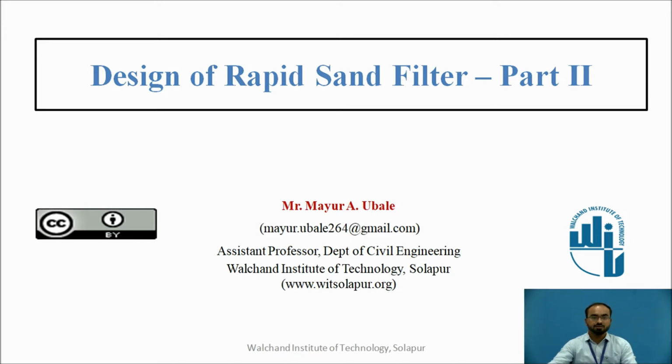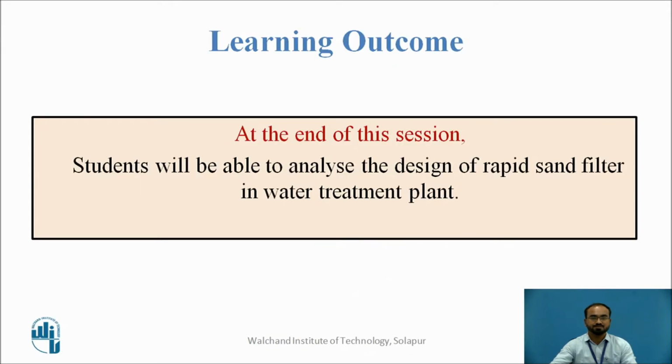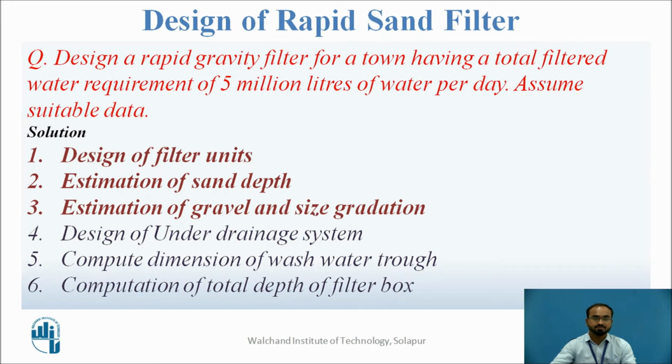So today we are going to continue with our discussion on the design of rapid sand filter, part 2. By the end of this session, students will be able to analyze and design the rapid sand filter in a water treatment plant. Earlier we had discussed 3 points: design of filter units, estimation of sand depth, and estimation of gravel and size gradation, with respect to the question: design a rapid sand filter for a flow rate of 5 million liters per day.